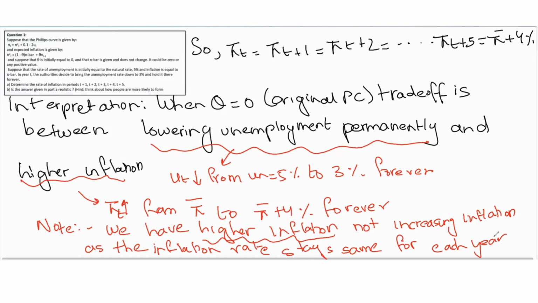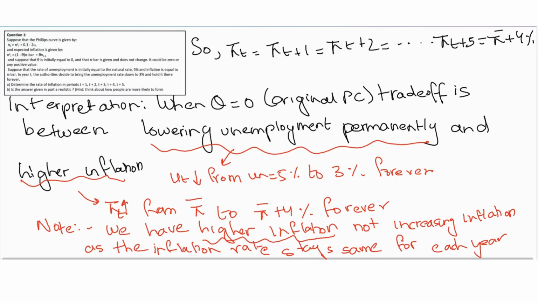It's not like one year you have pi bar plus 4%, next year you have pi bar plus 8, then pi bar plus 12. That would have been increasing inflation, which we'll see with the modified Phillips curve in the next part. But here we're saying that with the original Phillips curve, the trade-off is between unemployment and inflation. If you lower unemployment, you have a higher level of inflation, but if you keep unemployment at the lower level, then inflation would stay at the high level, it won't keep on increasing.